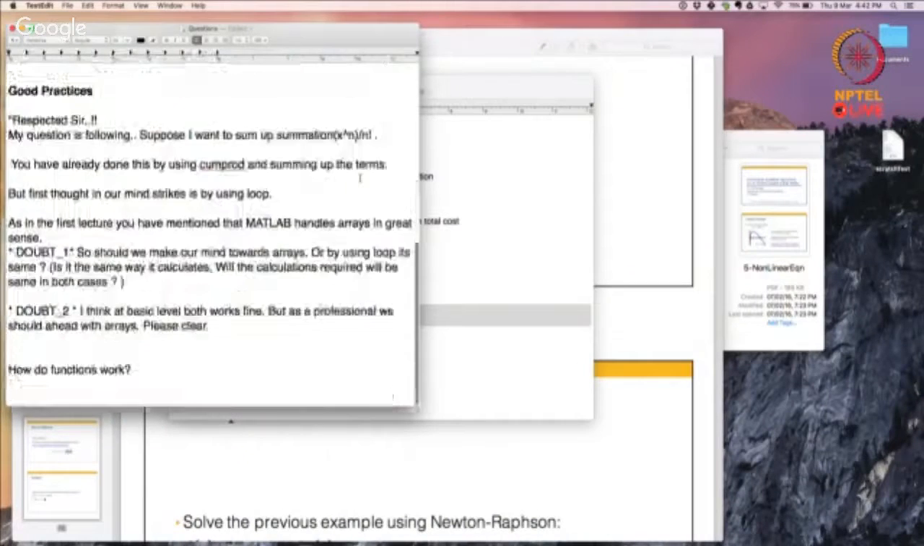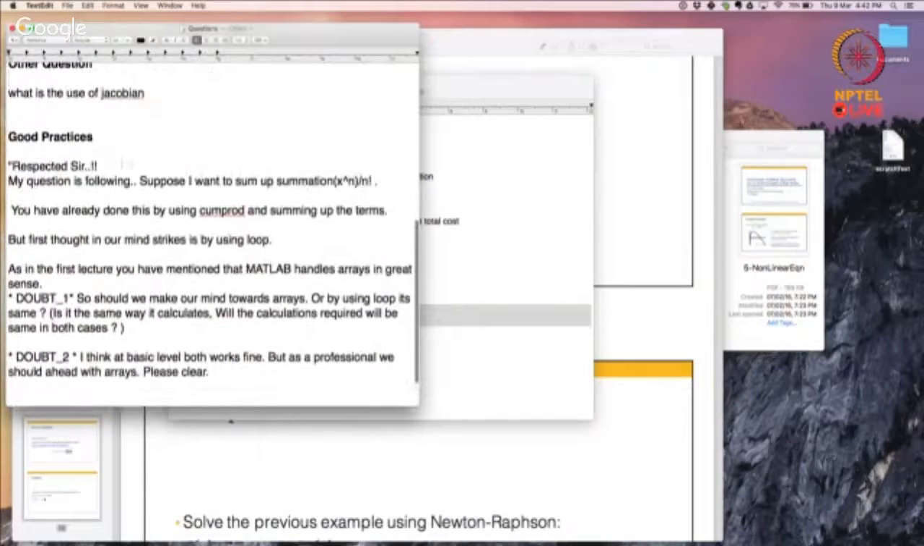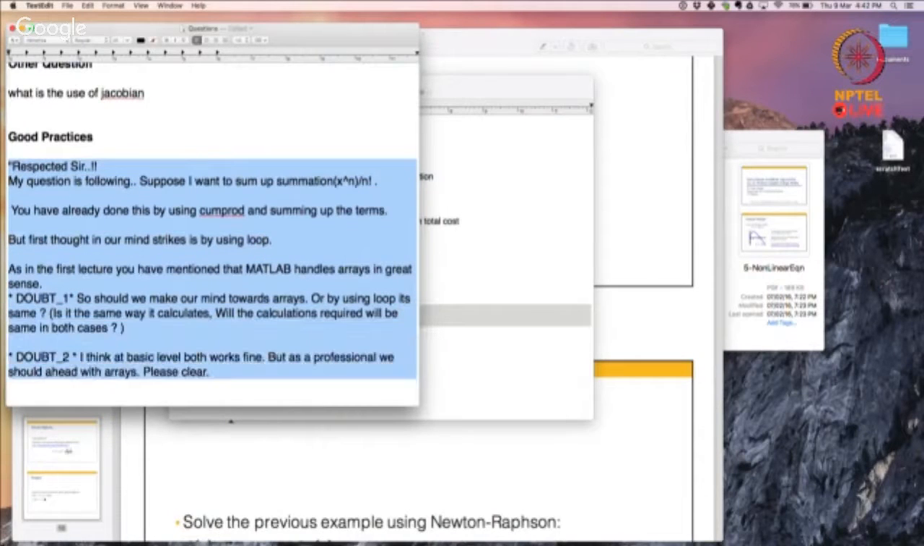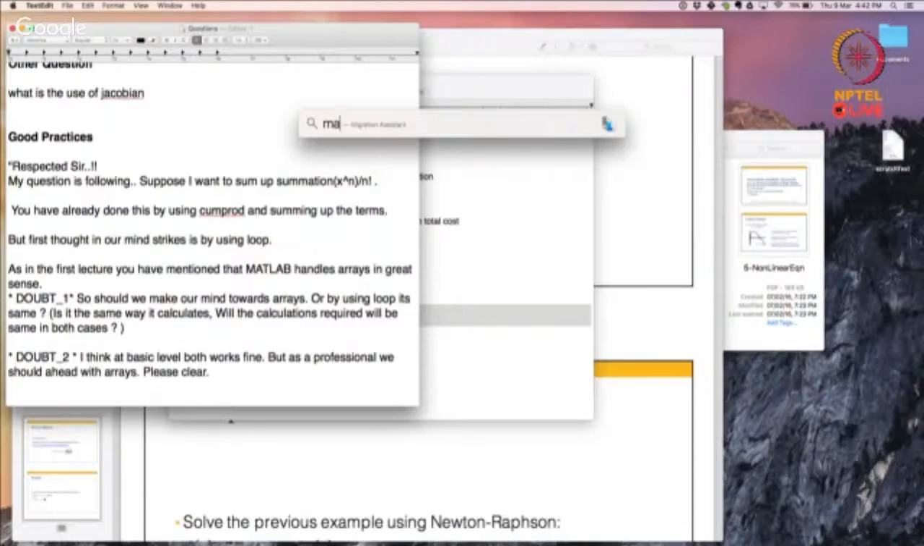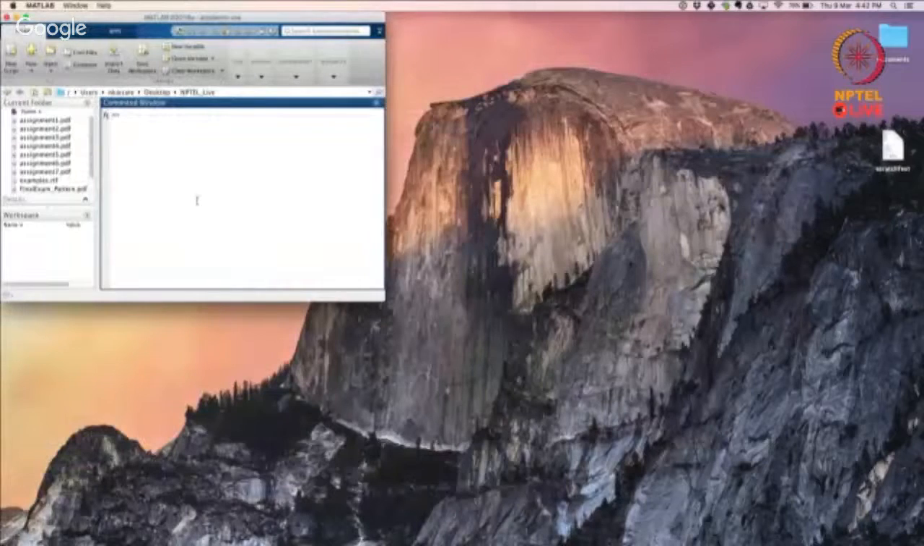And I think the last question was about good practices. The question was about, for example, the factorial problem. So let's say we wanted to find n factorial. We can do it in two ways. Let's open MATLAB. Okay, so the factorial problem, we can do it in two ways.